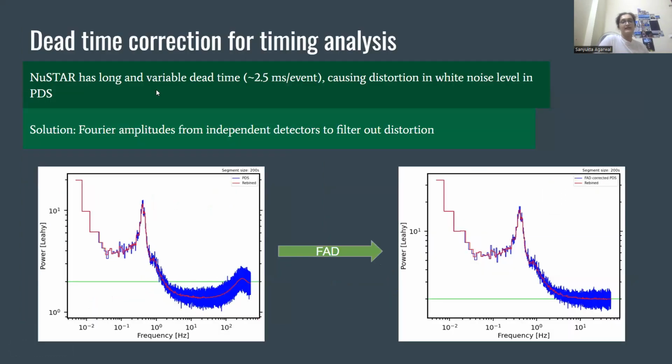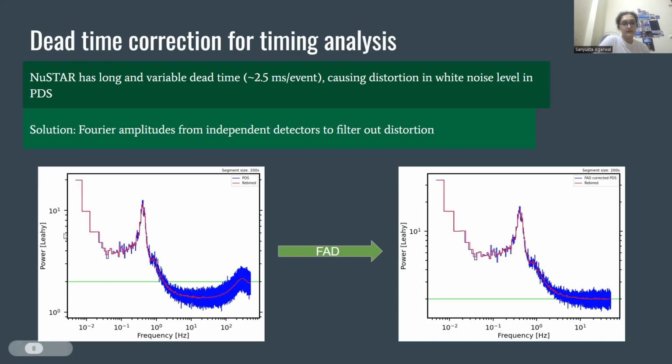Now we come to analyzing QPOs. QPOs are analyzed using power density spectra, or periodograms, of the source, where we look at the frequency domain. NuSTAR was mostly designed to look at spectra and do spectral analysis, and thus has a long and variable dead time of 2.5 milliseconds per event. And thus it causes distortion in the white noise levels when we look at the PDS.